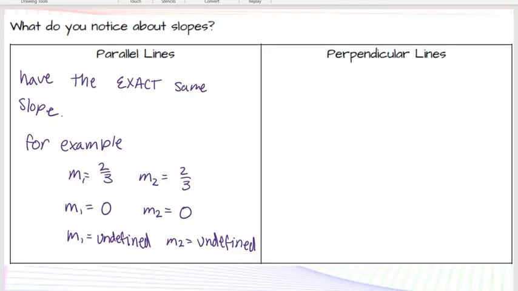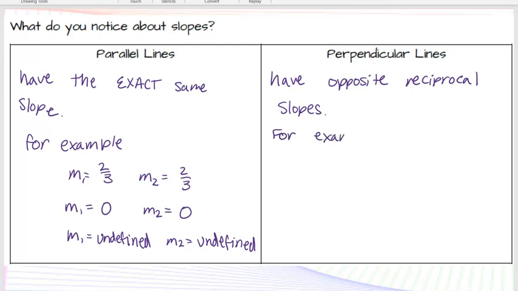So perpendicular lines have opposite reciprocal slopes. For example, we already had a couple on the last page. We'll go ahead and steal those. If your first slope was 1, your second slope will be -1.